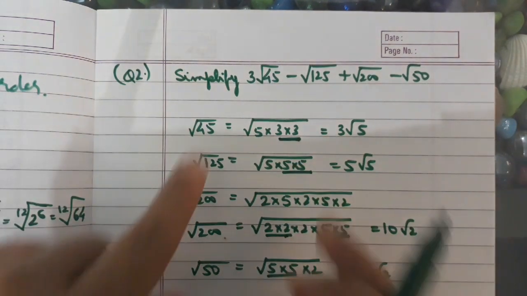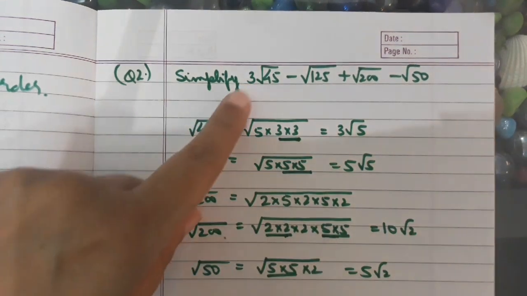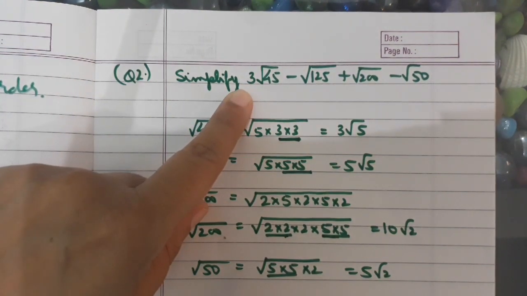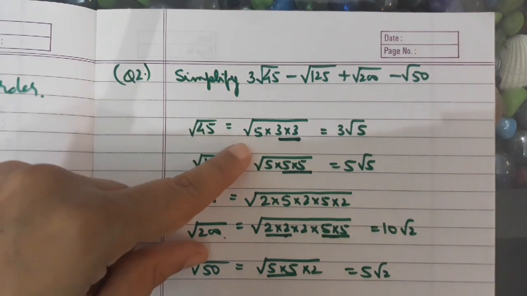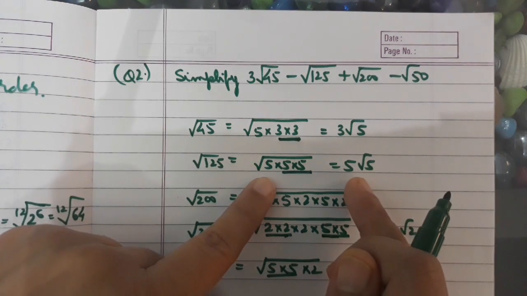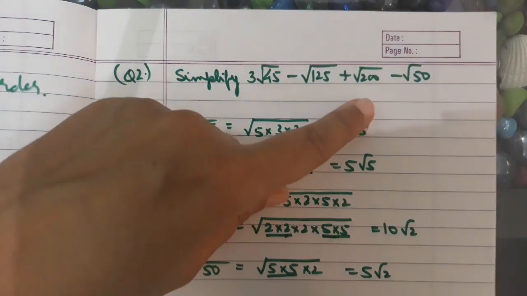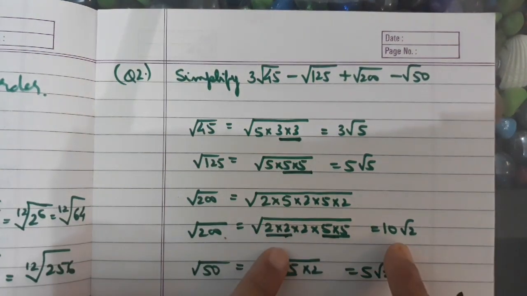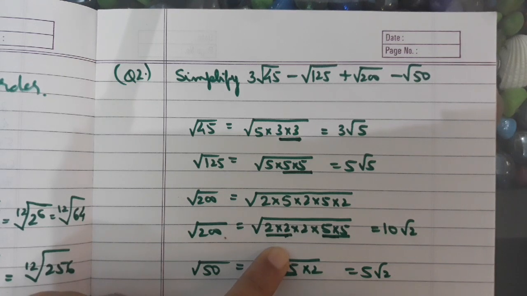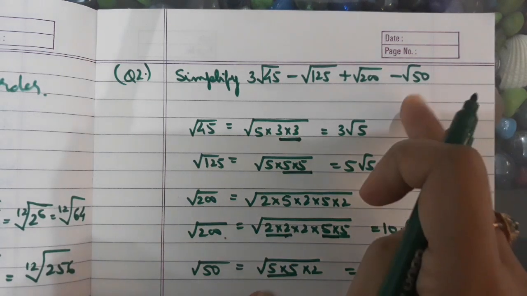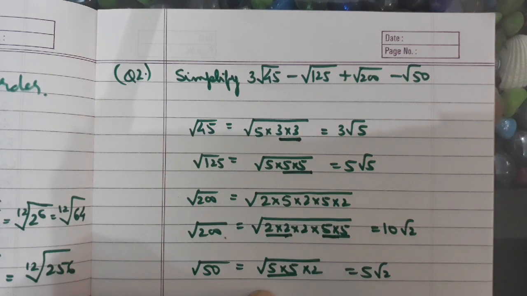Now we will substitute these values in the given expression. So 3 root 45 minus under root 125 plus root 200 minus root 50 can be written as 3 into root 45 is 3 root 5 minus under root 125, we substitute its value 5 root 5 plus root 200, and root 200 is 10 root 2 minus root 50 is 5 root 2.